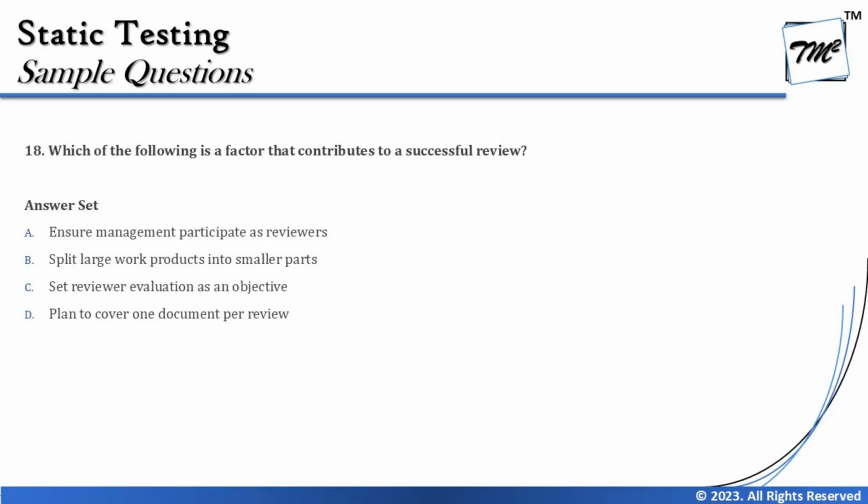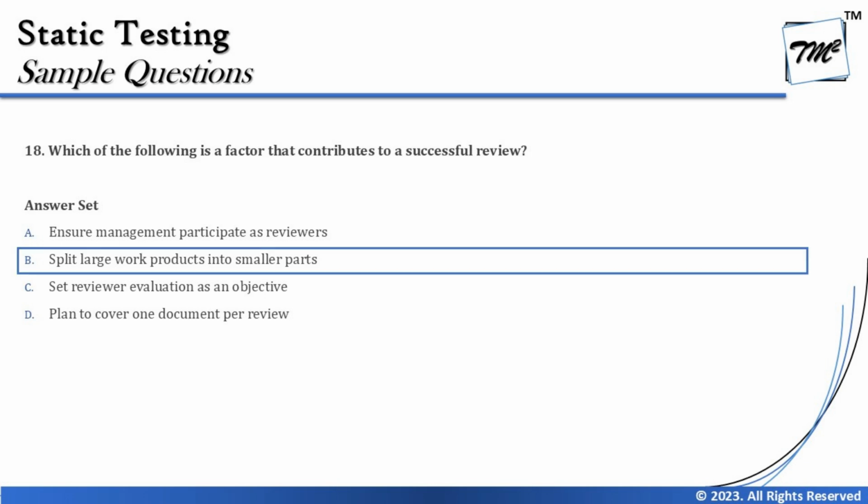And with that being discussed, we can conclude the right answer for this particular question is B, that is, split large work products into smaller parts is one of the key factors which could result in the success of reviews.